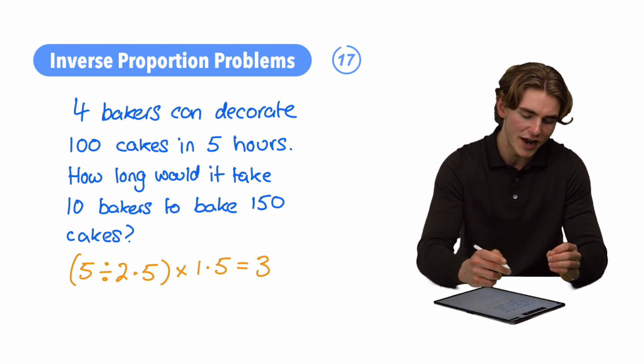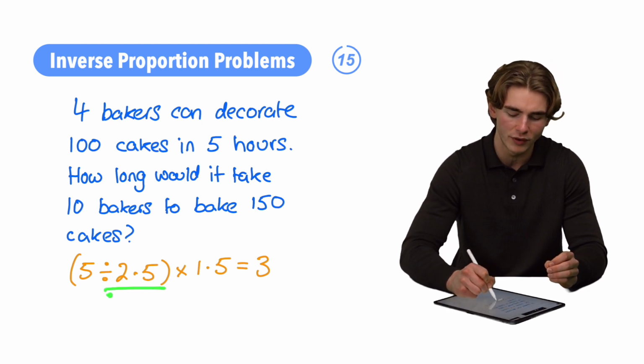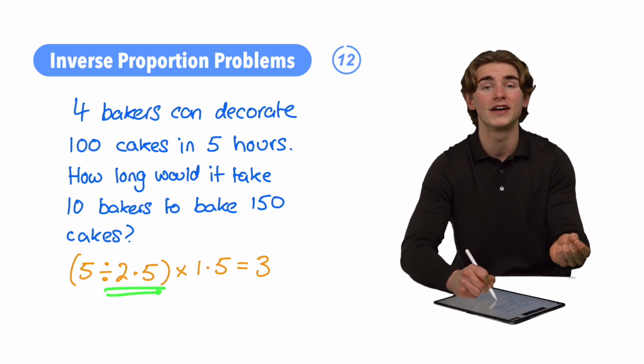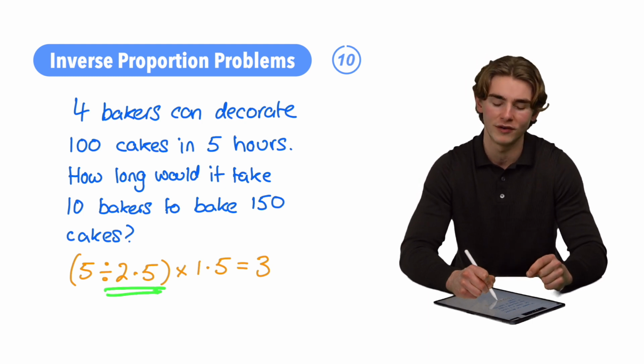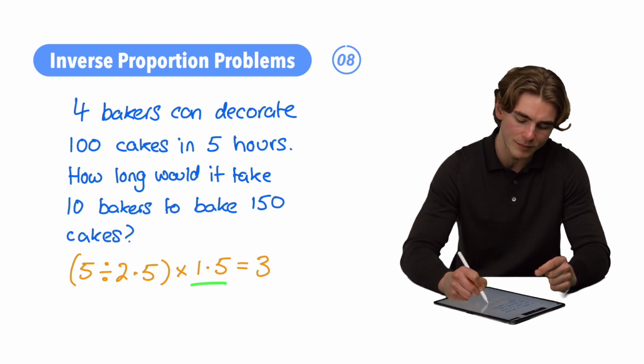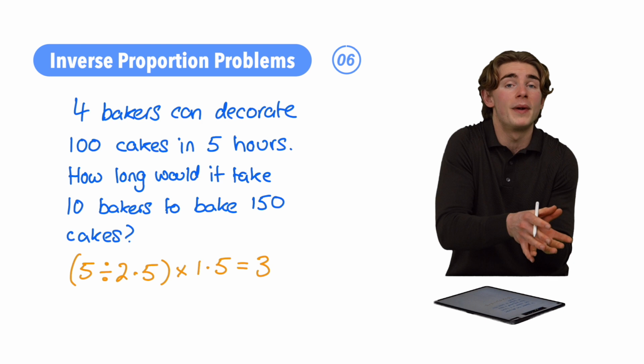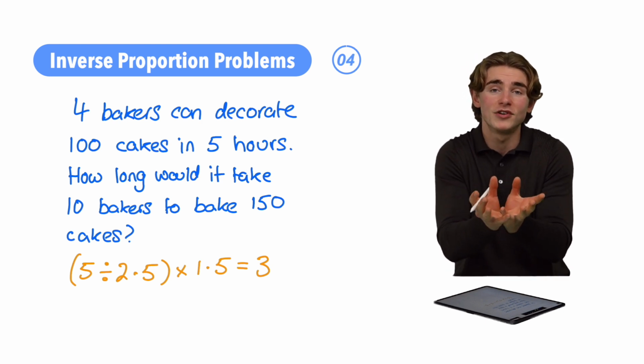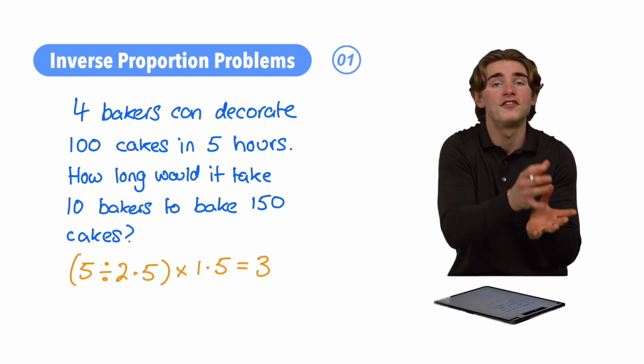What did we do? We divided by 2.5 because we have 2.5 times more bakers, which is going to bring down the time by a multiple of 2.5. But then we had to multiply our answer by 1.5. Why? Because we're having to bake 1.5 times as many cakes, which is going to bring up our answer by 1.5 times.